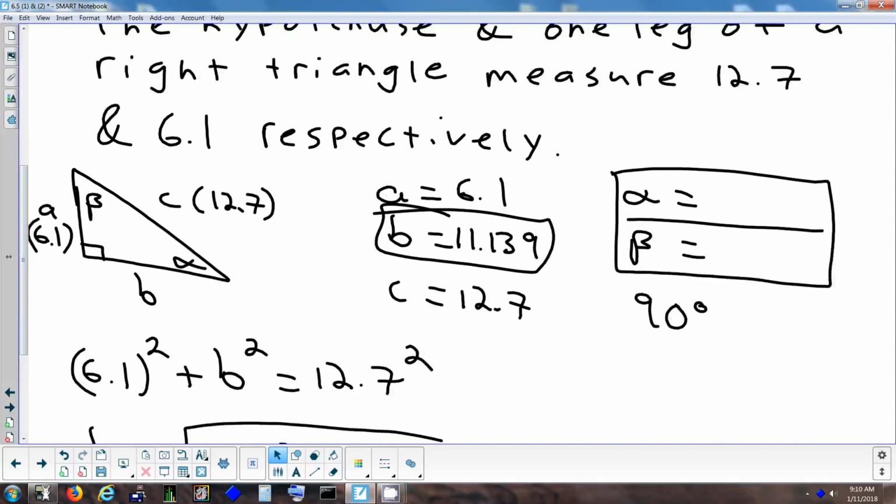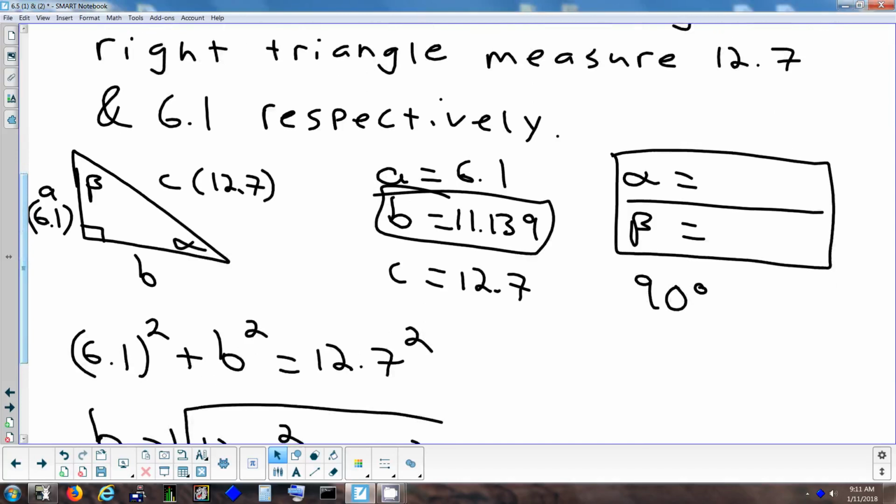Now, I can tell you alpha is going to be the smallest angle, and beta is going to be bigger. Just because B is almost twice as big as A, it doesn't mean beta is going to be almost twice as big as alpha. That doesn't work. But beta is definitely bigger than alpha.